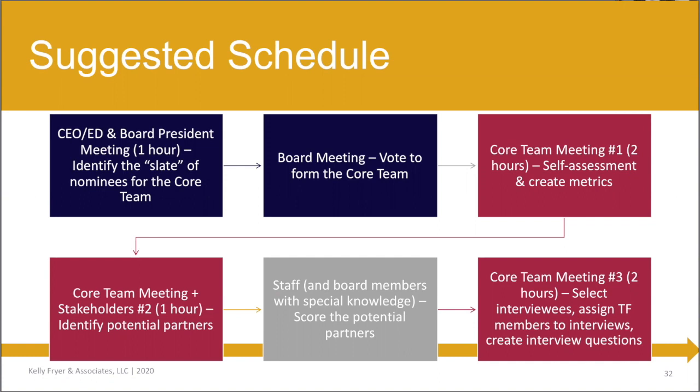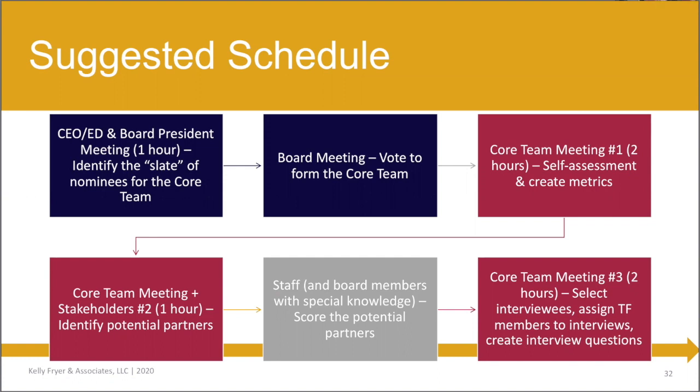Once the core team is together, you have a first meeting, 2-hour meeting, you do the self-assessment and you create your organization-specific metrics. The second time the core team gets together, this is going to take about an hour, and you're going to meet with all of those stakeholders that you've identified. That may be 4 to 6 stakeholders. And that's where you're going to make that big list of potential partners.